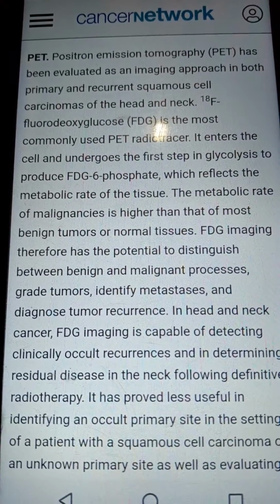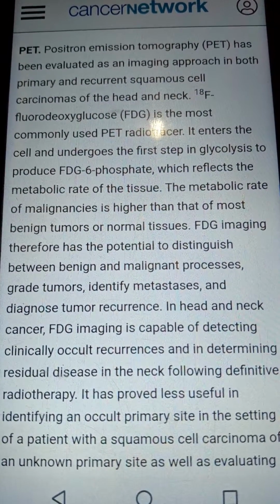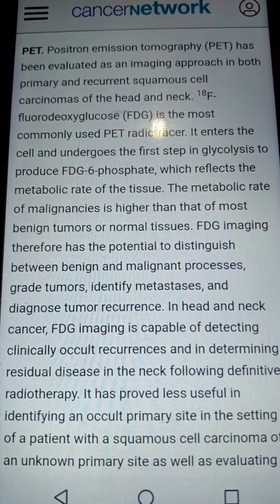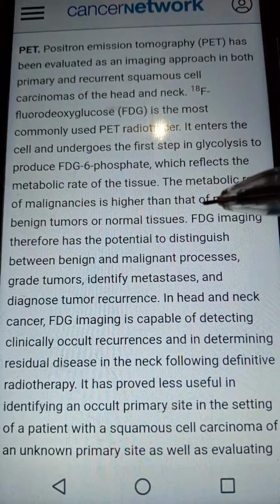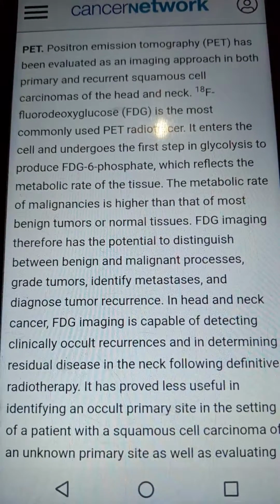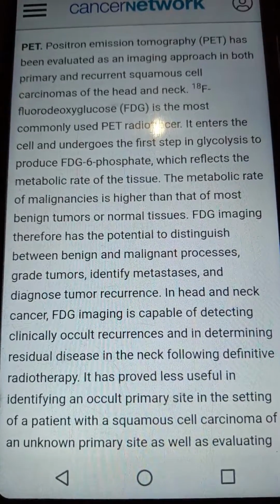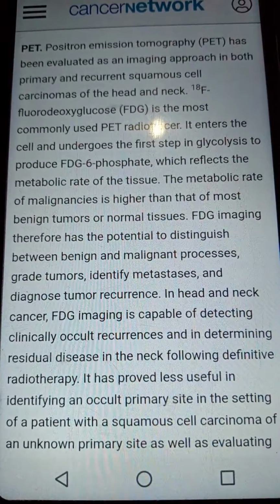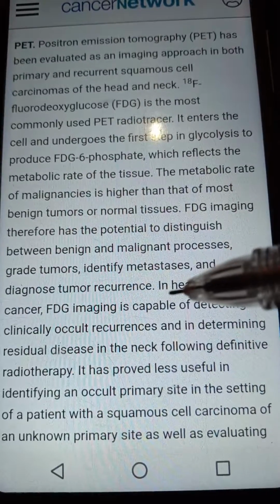It enters the cell, undergoes the first step in glycolysis to produce FDG6-phosphate, and this reflects the metabolic rate of tissue. The metabolic rate of malignancy is higher than that of most benign tumors or normal tissues. FDG imaging therefore has the potential to distinguish between benign and malignant processes, grade tumors, identify metastases, and diagnose tumor recurrences.